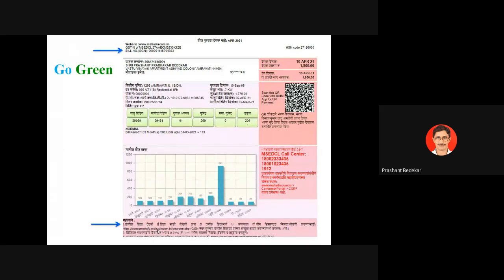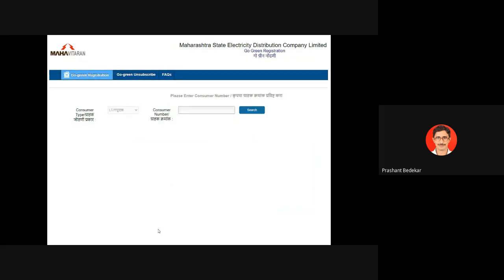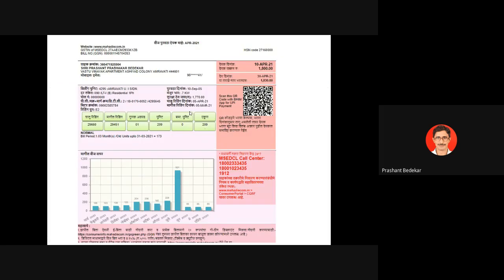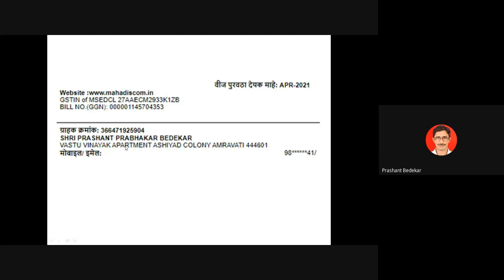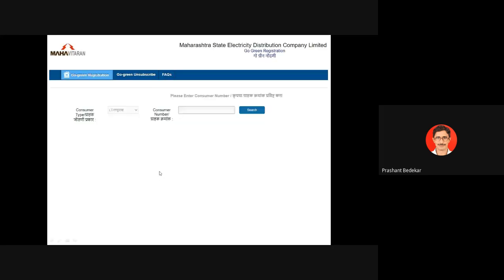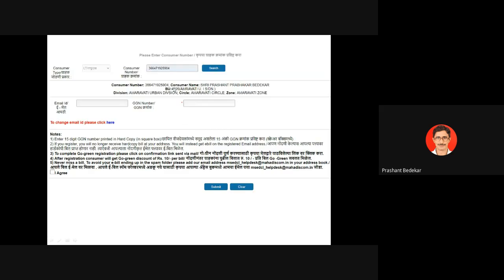When you go to this particular site, it will ask you only two things which are mandatory and one which is optional. When you go to that site, it will look like this, which asks you for the consumer number. So enter the consumer number. From where do you get the consumer number? It is available here. This is the consumer number and this is the Go Green number. So enter the consumer number and just click the Search button. It will search and display everything.